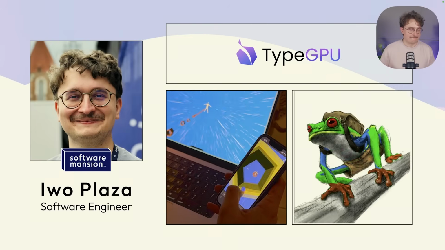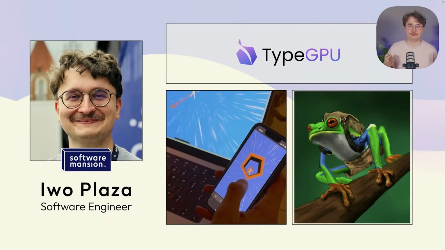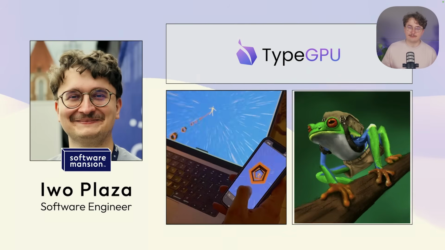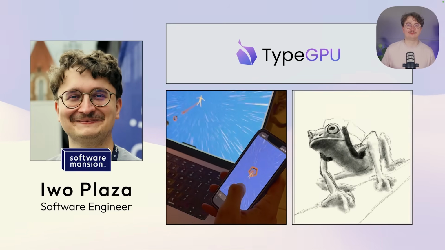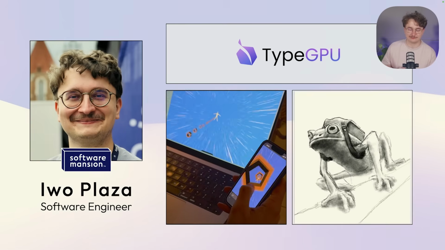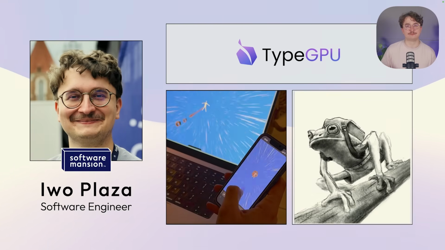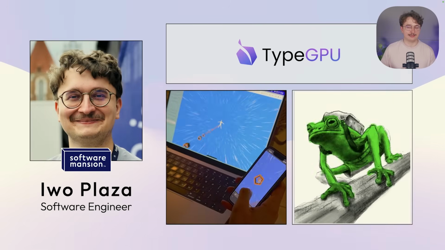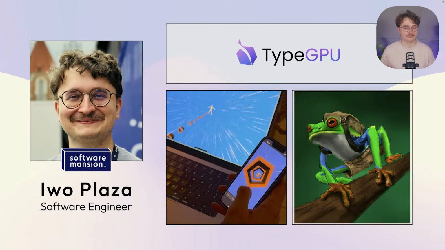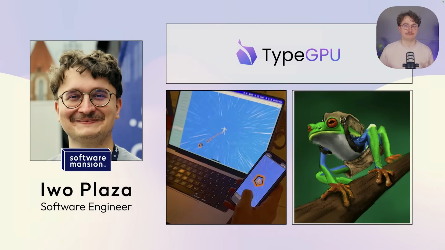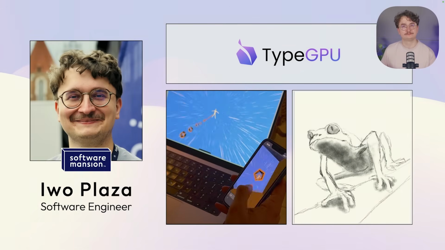I came to Software Mansion with the idea of TypeGPU like a year ago, and they said, "Okay, cool. Here's a team, here's resources, and you can work on this full time." So I'm very grateful to Software Mansion for giving me this opportunity. It's been really amazing, and I want to share what we've been working on for the whole year. And on the side, I just like to make small games and draw and make music.